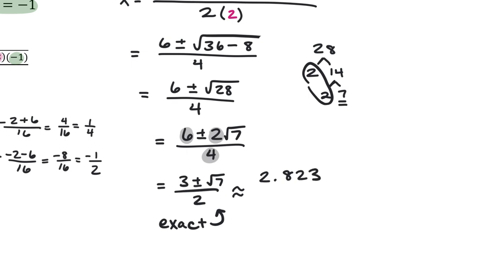I got 2.823 for one of them. Do we agree? And then for the other, because you have to do both plus and minus, I got 0.177. So that is both the exact answer and the decimal approximations. Depending on what I'm asking for, it will say exact answer, or it will say decimal approximation, or it will say both.